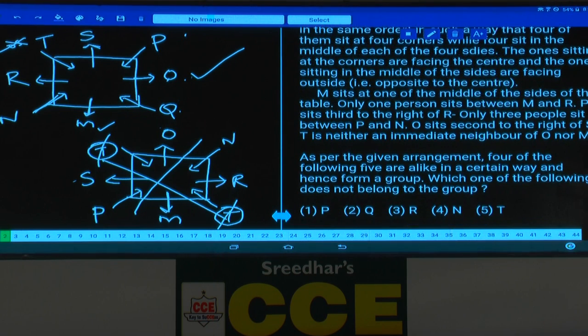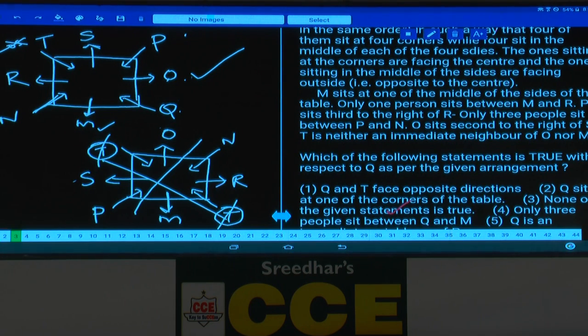Then question number 2. As per the given arrangement, 4 of the following 5 are alike; that is, one is the odd man out. Now P, N, Q, T. These persons are at the corners, and who is the person here? R is at the center. Except R, the remaining four persons are facing the center, and R is facing away from the center. Hence, it is choice three.